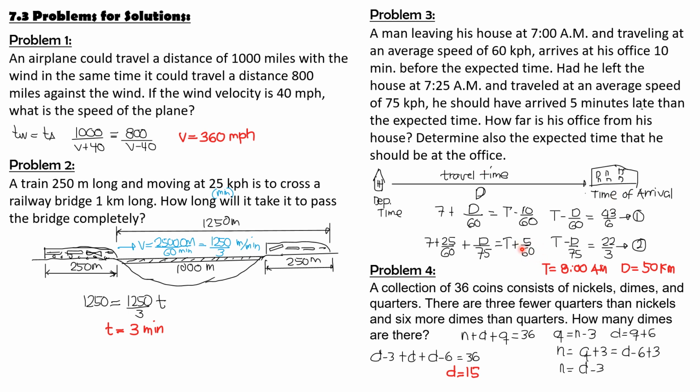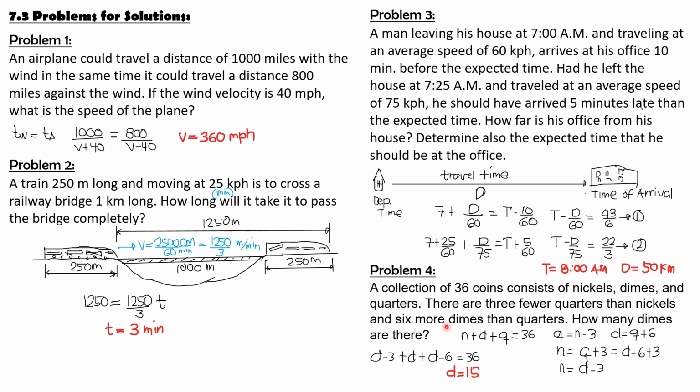The man will be late. So 5 minutes over 60 to convert it to hours. Simplifying, t minus d over 75 equals 7 plus 25 over 60 minus 5 over 60. That's 7 and 1/3, or 22 over 3, equation 2. Solving these two equations simultaneously with your calculator, we get the expected time of arrival at the office should be 8 a.m. and the distance between the man's house and the office is 50 kilometers.